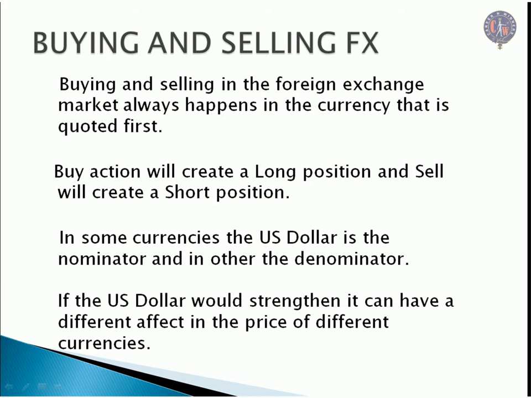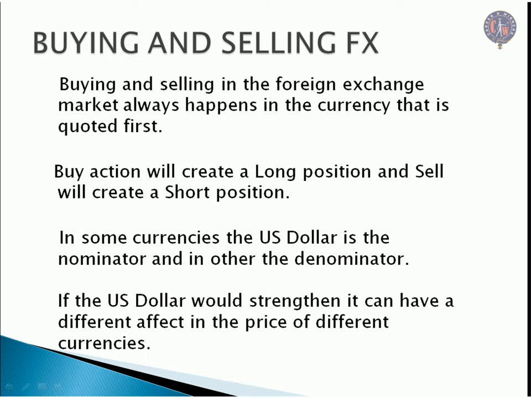And now we will discuss buying and selling in the forex market. Buying and selling in the foreign exchange market always happens in the currency that is quoted first. A currency price expresses the value of one currency relative to another currency. For example, buy USD JPY means buy the US dollar or sell the Japanese yen. Traders buy when they expect a currency's value to rise and sell when they expect a currency to fall. Buy action will create a long position and sell will create a short position.